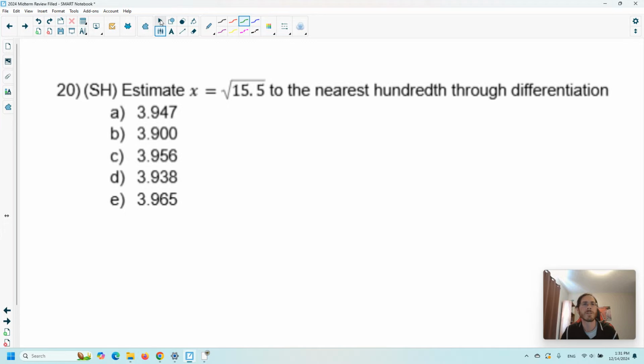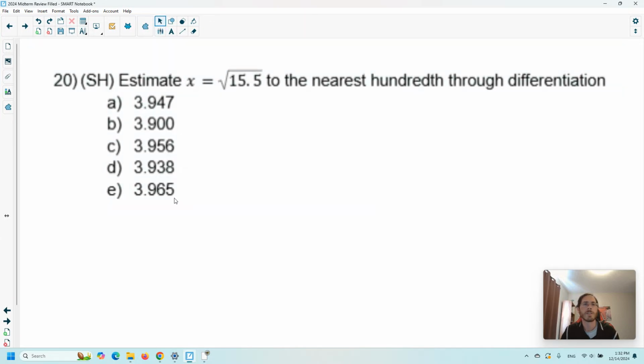All right, estimate x equals square root of 15.5 to the nearest hundredth through differentiation. So I had to change this because, again, AP is not hundredths, AP is thousandths. You're not going to get 2 decimals, you're always going to get 3 decimals. So I had to add a couple decimals onto this person's 1 just to make it AP ready. I forgot to change the question, but that's okay. So we got to figure this out.